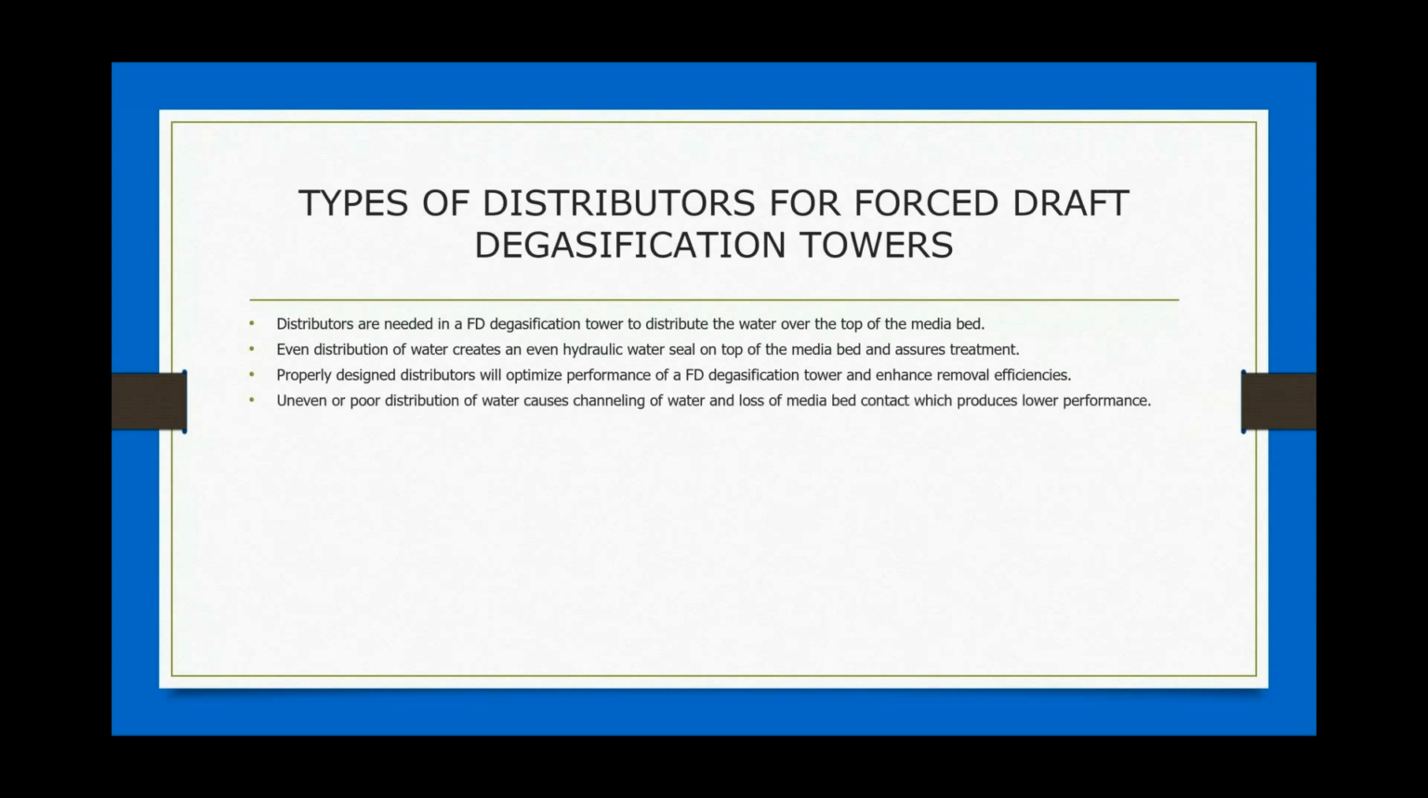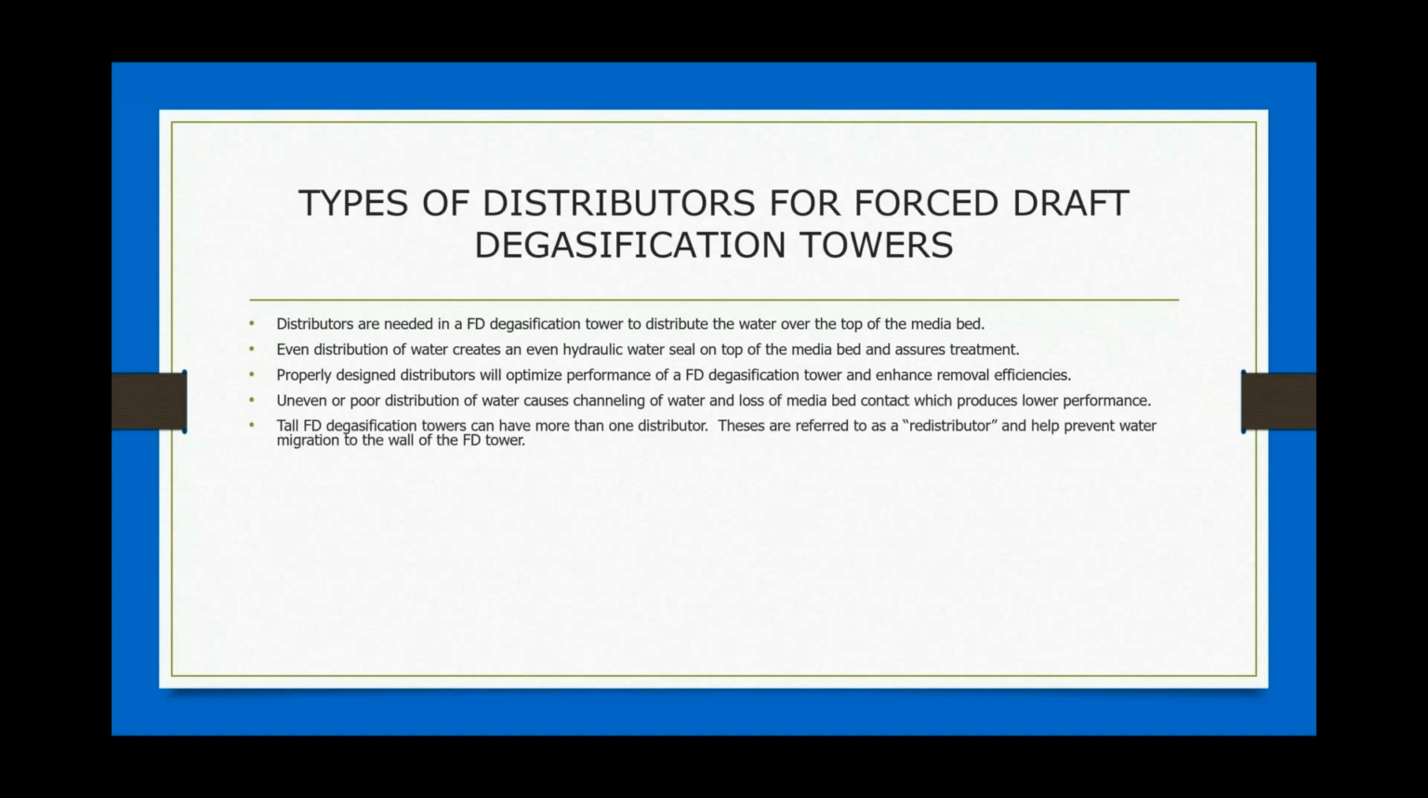Uneven or poor distribution of water causes channeling of water and loss of media bed contact, which produces lower performance. So if you have a media bed, you can imagine if the water doesn't initially hit that media on the very top evenly, then you're losing the benefit of that media packing until that water travels down and is distributed across the packing bed.